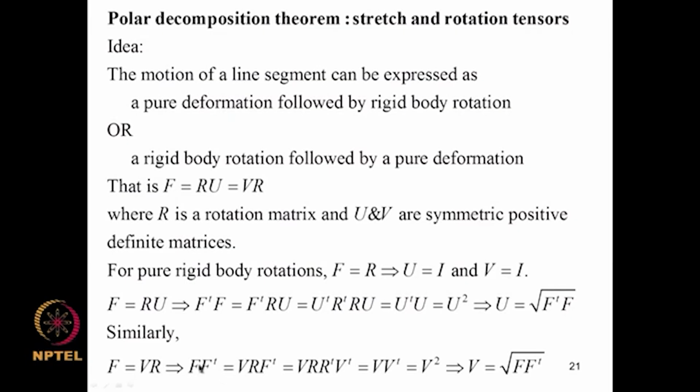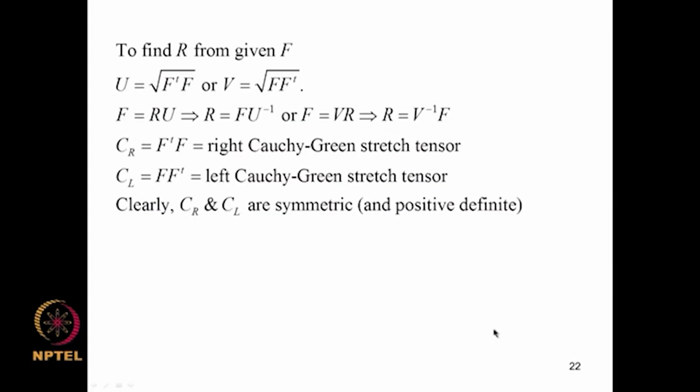post multiplying by f transpose, I get f f transpose as V R R transpose V, and again by making the substitutions we show that V is square root of f f transpose. So, how to find R from a given f? First we find u and v by square root of f transpose f and f f transpose. F is Ru, therefore R is f u inverse, or alternatively f is Vr, R is v inverse f.